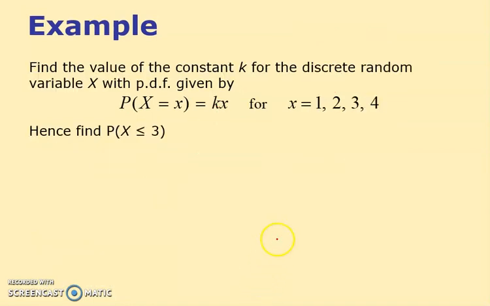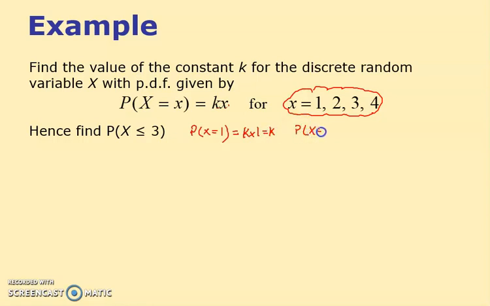Find the value of the constant k for the discrete random variable, and hence find the probability. Same trick. So we can basically find these things, a probability that x equals 1. Notice it lets me have x go up to 4 this time. So the probability x equals 1 is kx. That's what the formula says. K times x. That's k times 1, which is k.